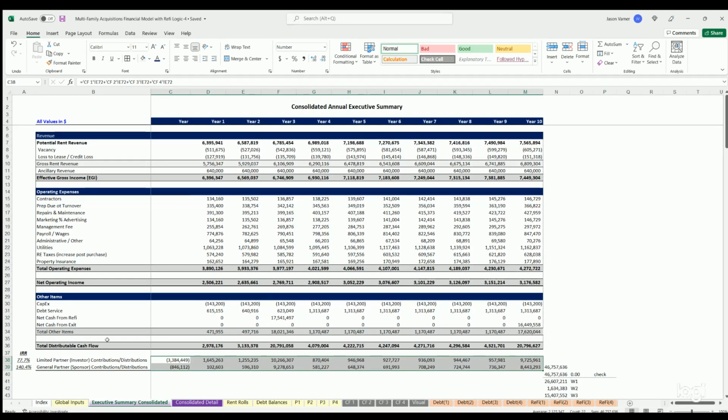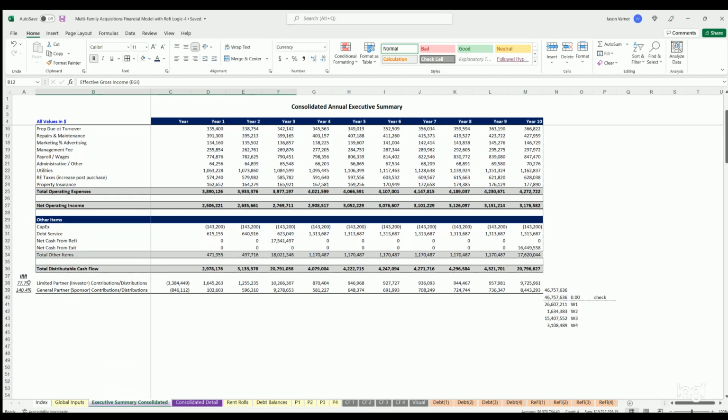Like I already went over this a little bit, but executive summary is going to show all of the properties, however many you've got turned on, will all flow through to here. And also you can see the consolidated LP and GP contributions and distributions. This is just showing income, expenses, NOI, other cash flow items, and then total cash flow down here. And then here's some checks to make sure the numbers are correct. This should always be 0.